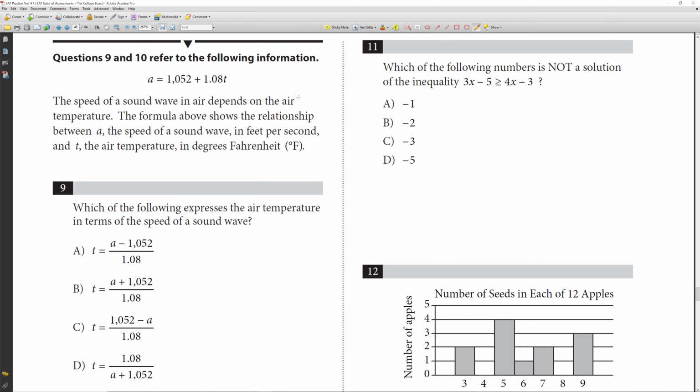Questions 9 and 10 refer to the following information. So I'm given an equation here. This is in my standard form, y is equal to mx plus b. This is my b term, and this is my mx term.